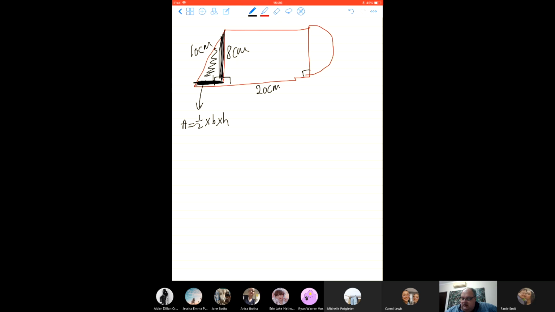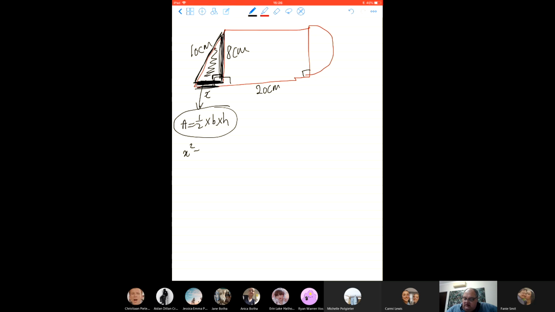But now remember, it's a 90-degree triangle. A 90-degree triangle means I can use Pythagoras. I can use Pythagoras to find this length at the bottom here. So let's call it x. Let's first go and find that length there. Before we can do the area, we're going to have to go and find that.